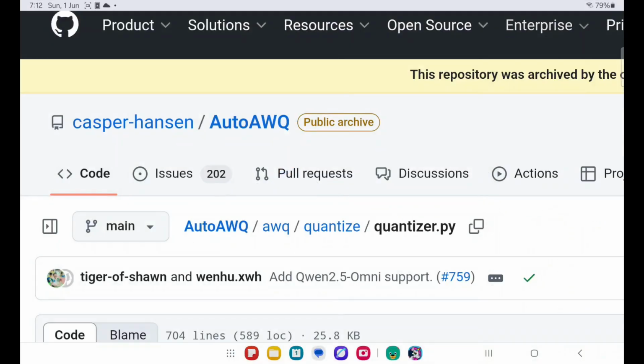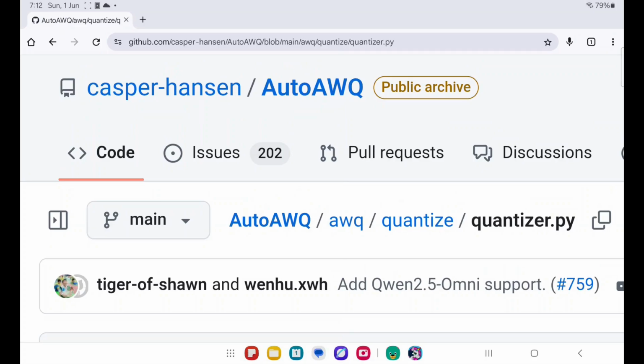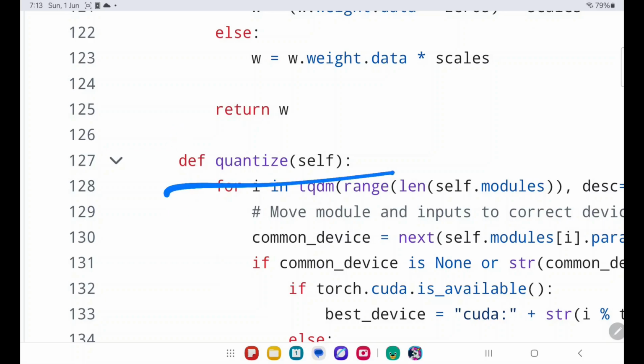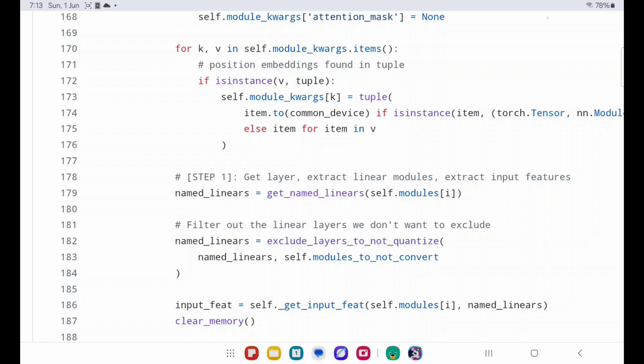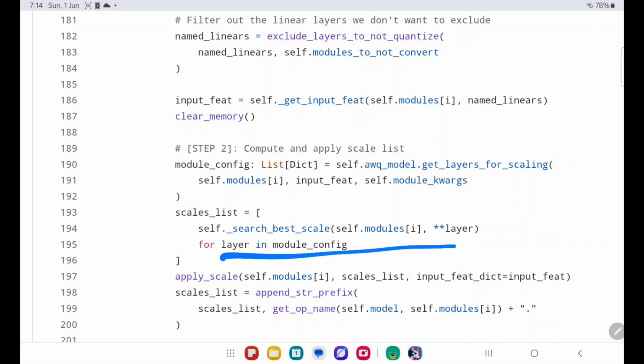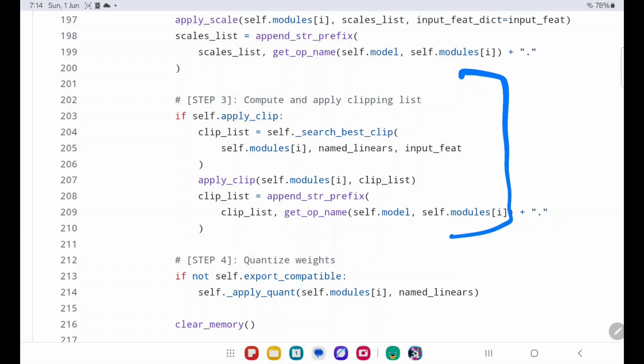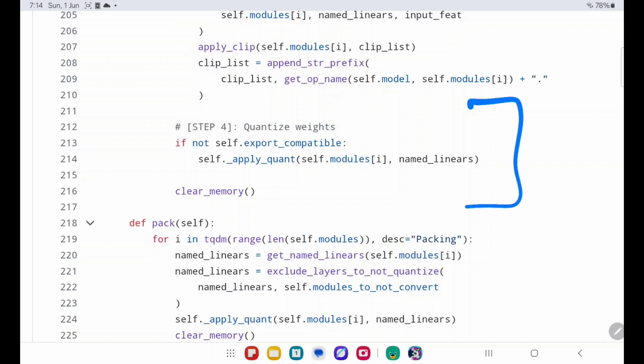Okay, now let's do a code walkthrough to understand the code. We'll go through the code in Casper Hansen's AutoAWQ and the module AutoAWQ Quantizer. Based on the theory that we have discussed, if we go through the code, it would make sense. If you go through the quantize method, you will see step one is to get the layer, extract linear modules, extract input features, and then we filter out the linear layers we don't want to include. Then we search for the best scale and apply the best scale. Next, we compute the clipping list and apply the clipping list. Finally, we quantize the weights.